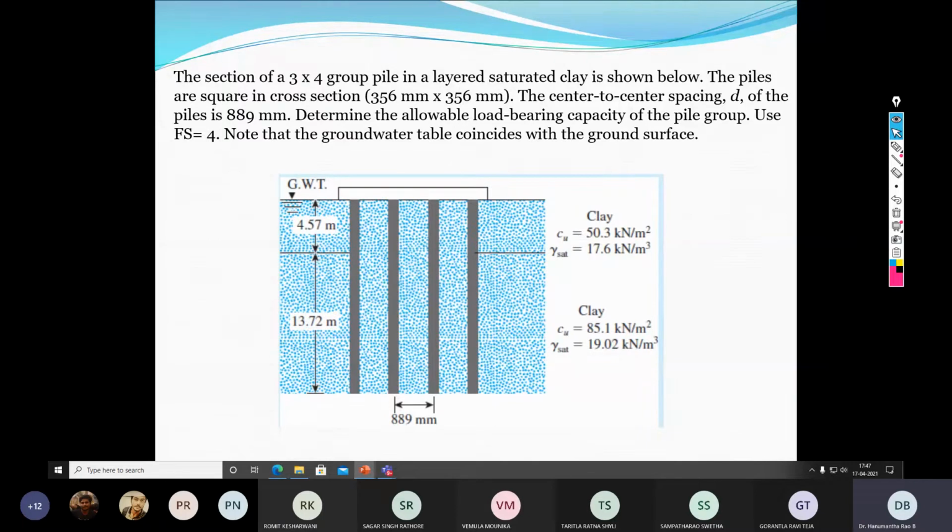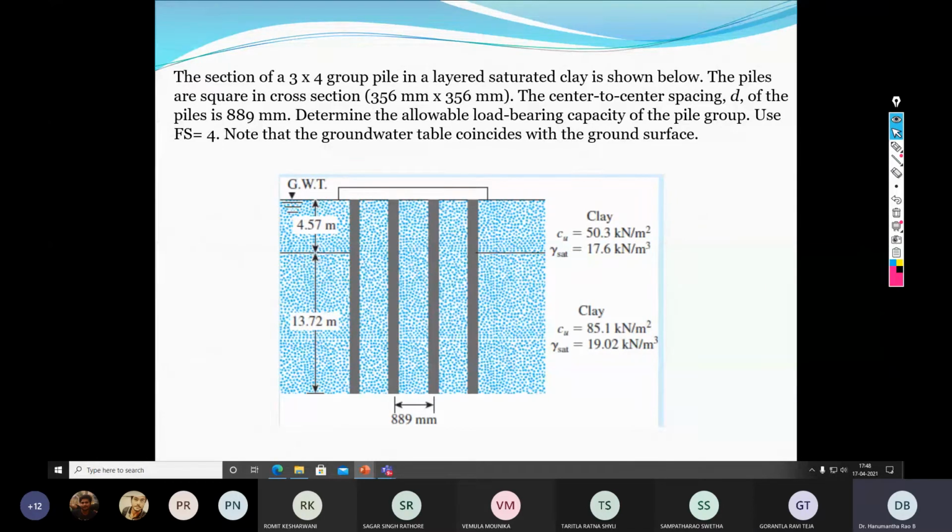A section of a 3x4 pile group in a layered saturated clay is shown below. The piles are square in cross section, that is 356 millimeter by 356 millimeter. The center to center spacing B of the piles is 889 millimeter. Determine the allowable load bearing capacity of the pile group. Use factor of safety equal to 4. Note that the groundwater table coincides with the ground surface.